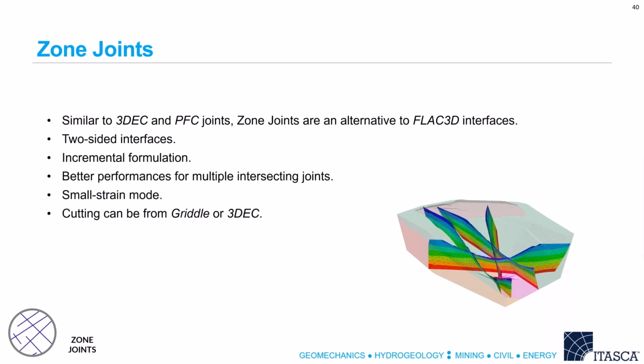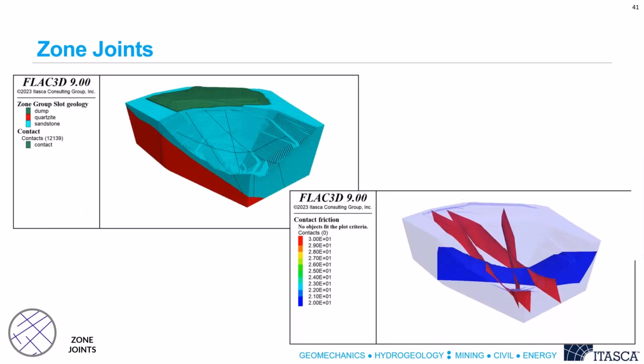You just use the keyword zone joint instead of zone interface. You can build these from Griddle models. You can build these by separating groups in FLAC3D exactly like you would do with interfaces. So the next slide just shows a simple example.